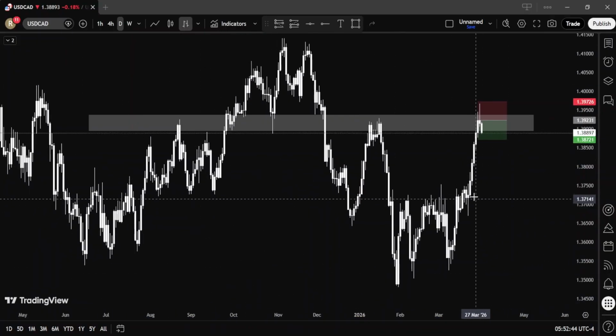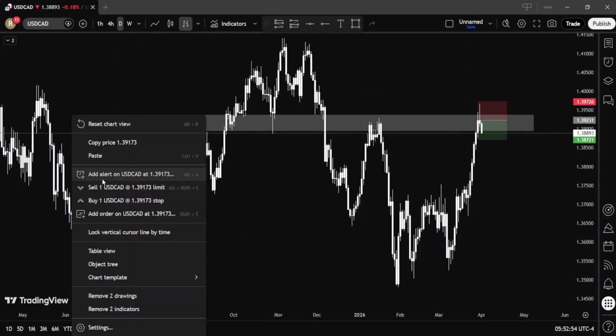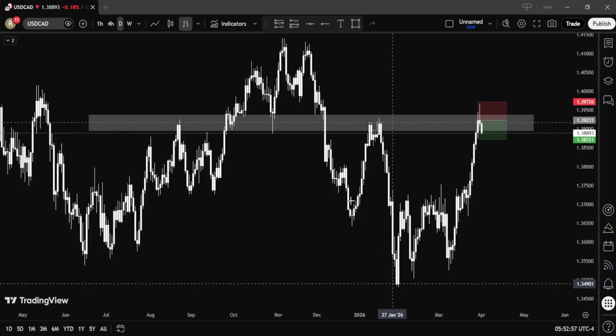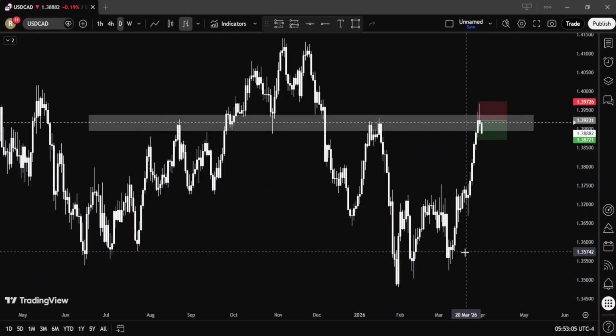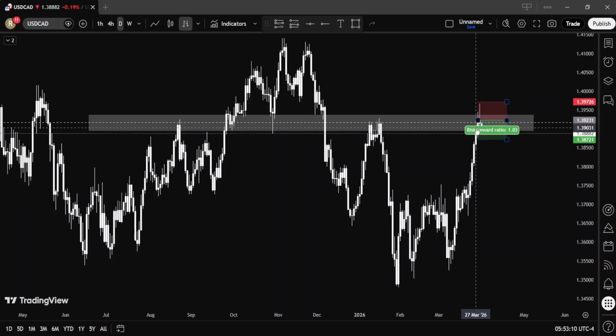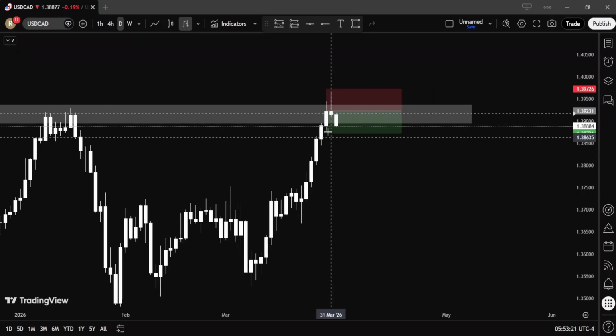So what I do before price gets up here, let's say this is the candle, I draw out this zone and then I right click here in the middle and I add an alert. Now I have an alert which is in the middle of the zone, and when it comes up to the alert, then I get notified on my phone and I know, okay, it's in the middle of the zone. So that would happen right here.